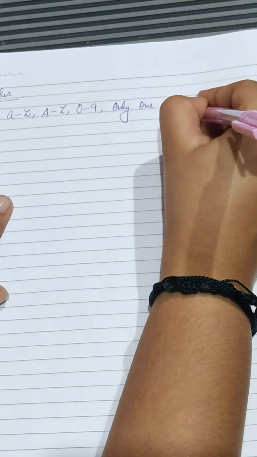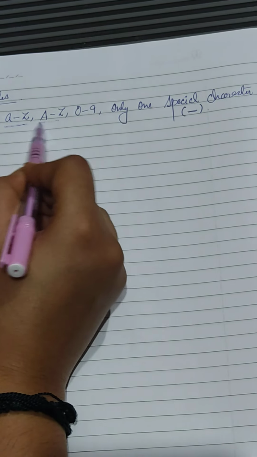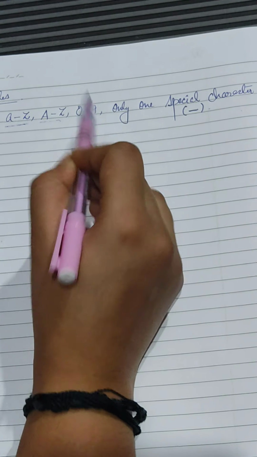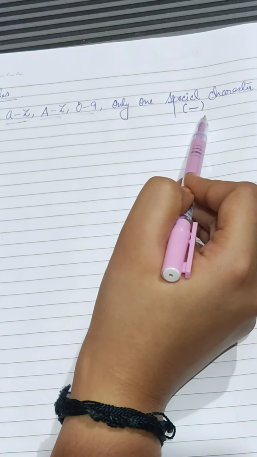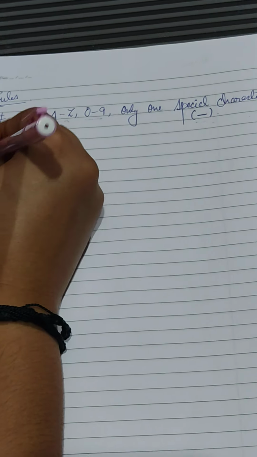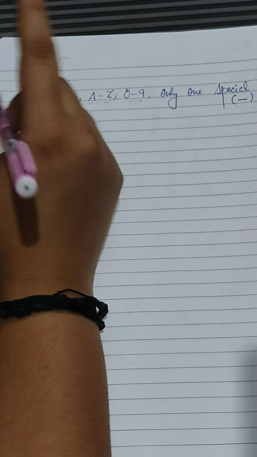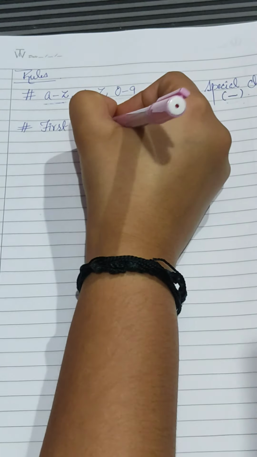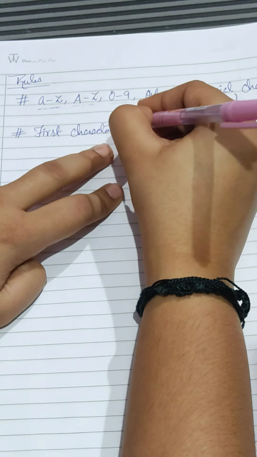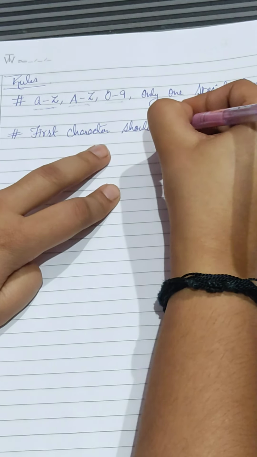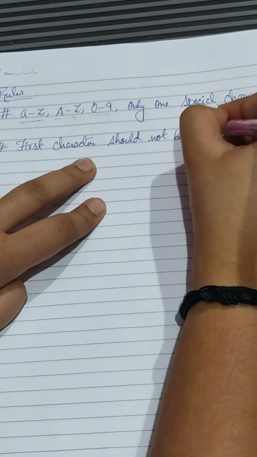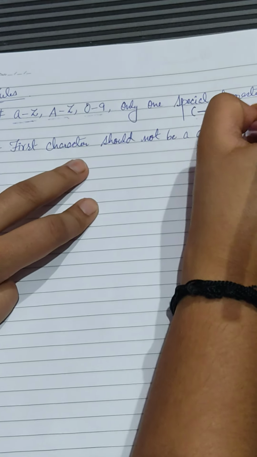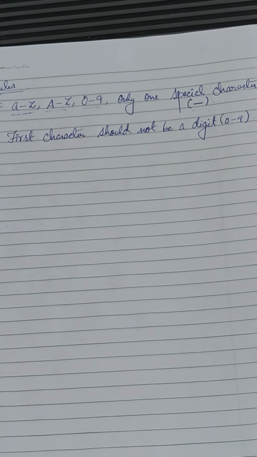That is your underscore. So the variable in Python can contain a small letter a to z, capital letter A to Z, and 0 to 9 digits, and only one special character, that is underscore. And one more point to be noted, that the first character should not be a digit, that is 0 to 9. It cannot contain the first character as a digit.